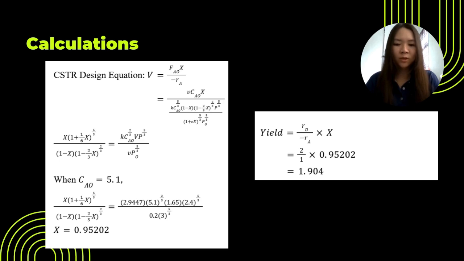When different values of the CNO are substituted inside this equation, we will get a different value of the conversion. The yield is calculated by using the formula of the rate of reaction of the desired product over the rate of reaction of the main reactant times the conversion, so we can get the value of 1.904.